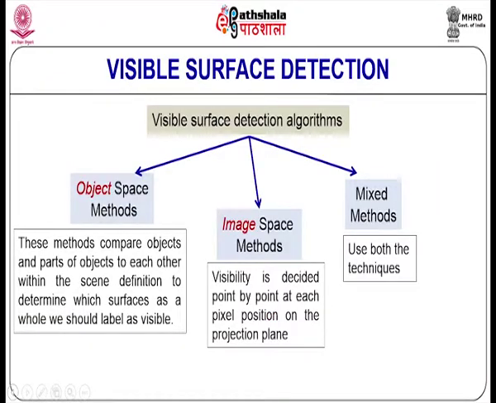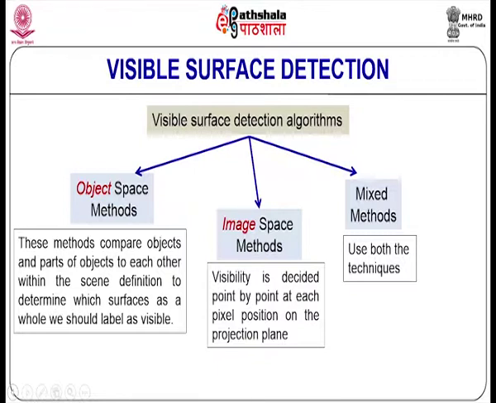We can classify these visible surface detection algorithms into either object space or image space, and we can combine the object space and image space and call them mixed methods. So we have three classes here. One is object space, the other one is image space, and the other is combining both, a mixed set of methods.